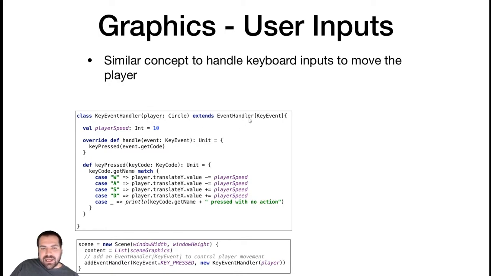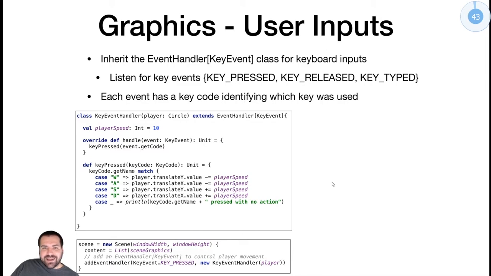And I want this class, which of course extends event handler of key event, and I'm going to give it my player so I can learn some information about the player and also modify the player in reaction to this event. So we have a few different key event types. I could do pressed, released, and typed. I'm doing pressed, so I want this to trigger whenever somebody pushes the key down.